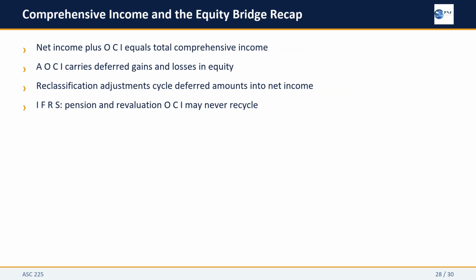The income statement ends at net income, but comprehensive income extends one step further. Add OCI, the 5 categories of deferred gains and losses, and you arrive at total comprehensive income, the full change in equity from operations. AOCI in equity holds those deferred balances until reclassification triggers recycling into net income. Under IFRS, pension actuarial amounts and revaluation surplus bypass that recycling entirely, a fundamental structural difference.